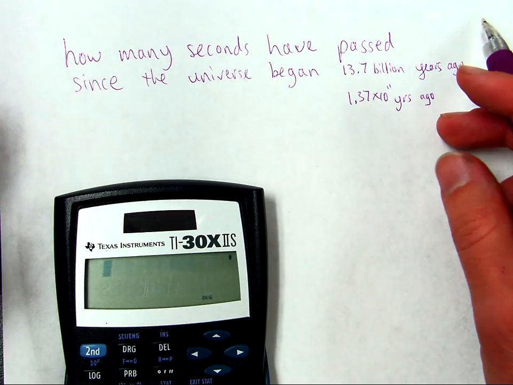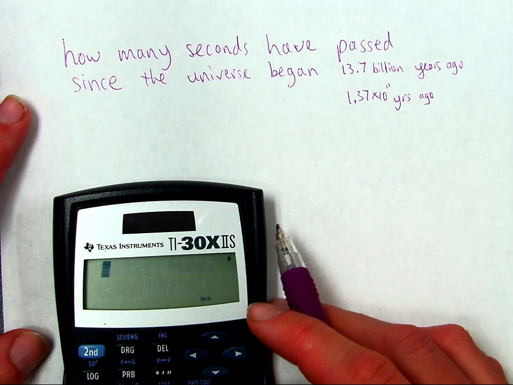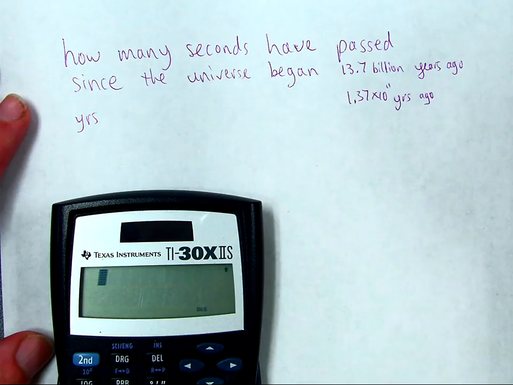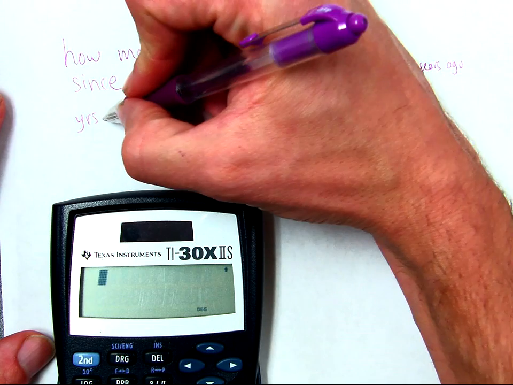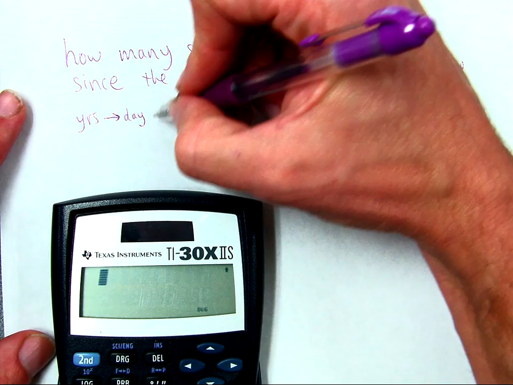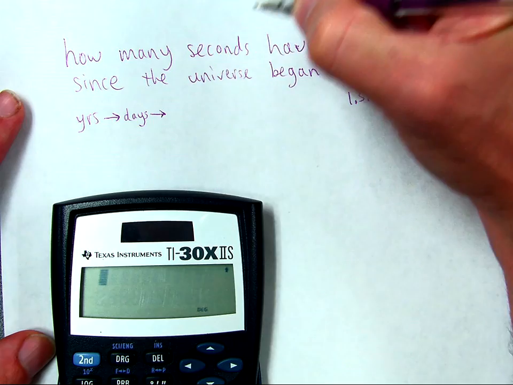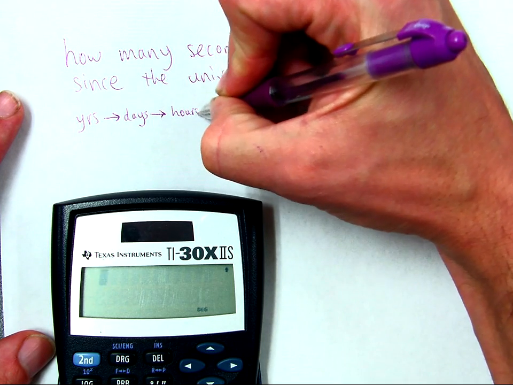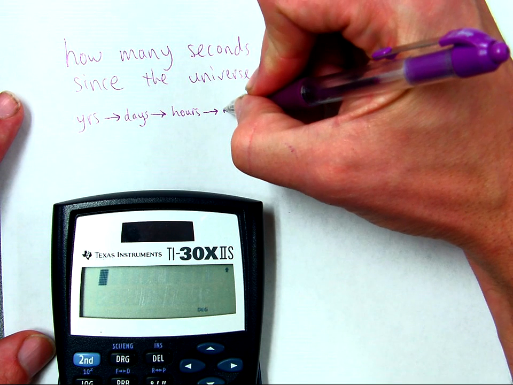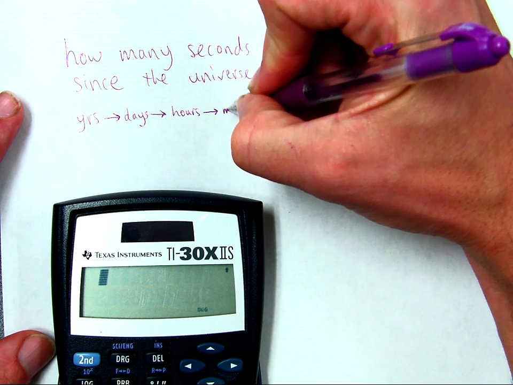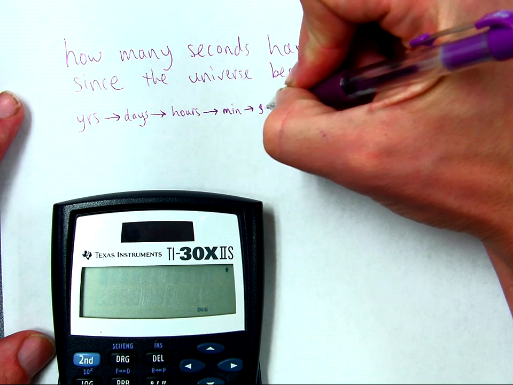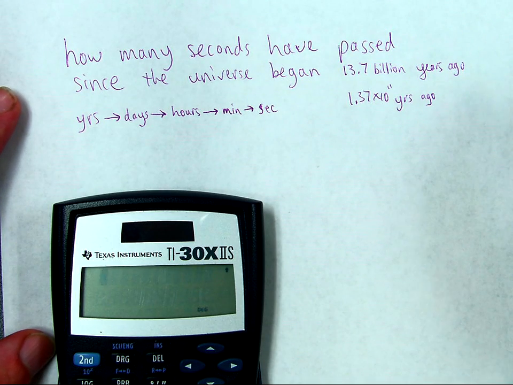Okay, here's my plan of attack. It's a good idea to do this before just setting out and calculating numbers. I've got years. How do I get down to seconds? Well, I can go from years to days. I know that there's 365 days a year, so that could work. From years to days, and then from days to hours, I know there's 24 hours in a day. From hours to minutes, I know there's 60 minutes to the hour. And then from minutes to seconds. Okay, that's my plan of attack.